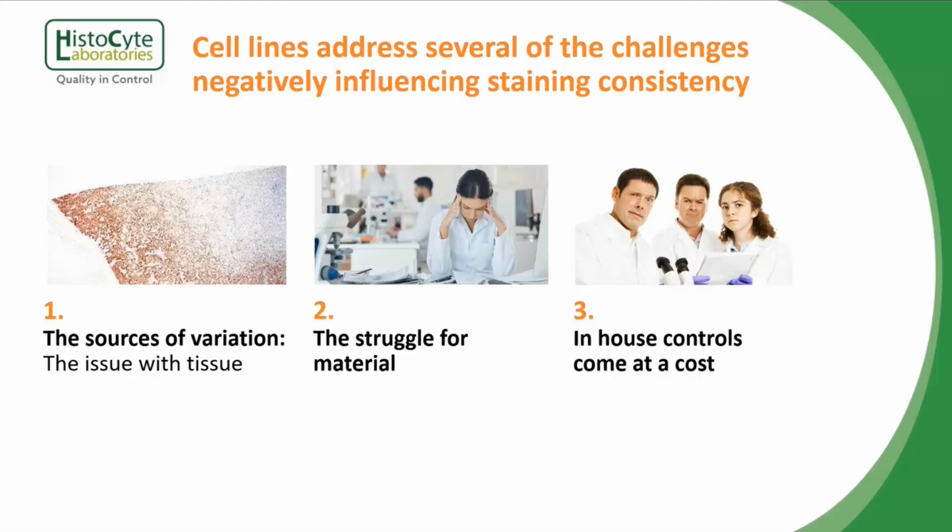And there are three big drivers really around the use of cell lines. One is, as I mentioned before, all those variations create an issue with tissue. The second big driver is the laboratories struggle for much of this material, particularly for some of the rare mutations. And the last part that isn't always appreciated is the cost to laboratories to actually manage their control materials, particularly for some of these high volume assays. So we're going to look at those in a bit more detail.